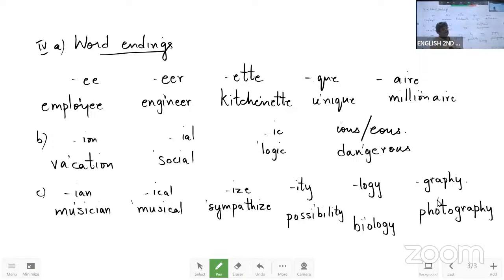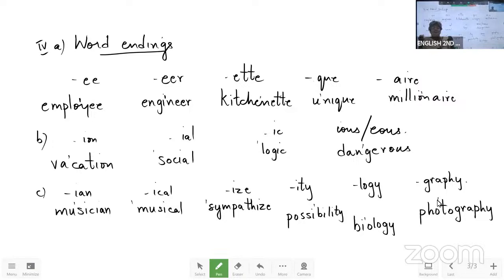So these are very easy for you because with these word endings, it's very easy to remember. Only thing you need to learn by heart is the word endings. First one, there are 5. EE, EER, ETTE, QUE, AIRE, 5. In the second, there are only 4. ION, IAL, IC, IOUS or EOUS.